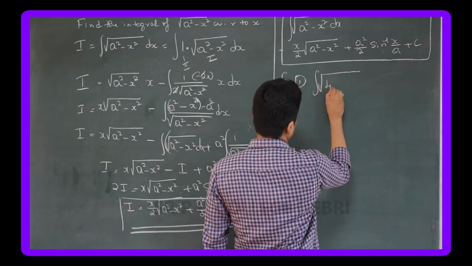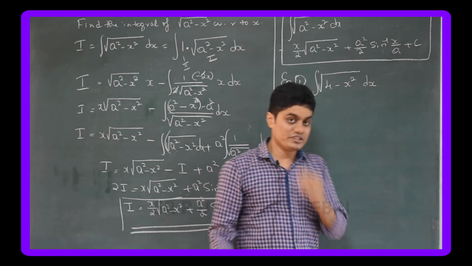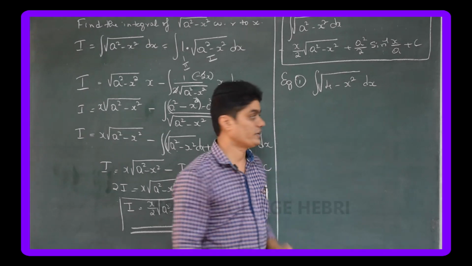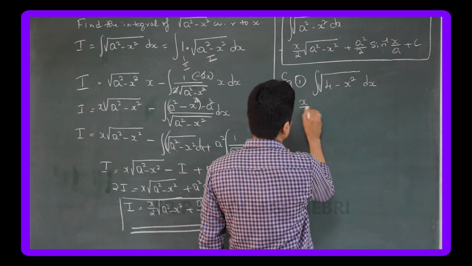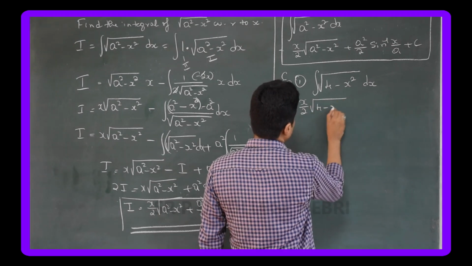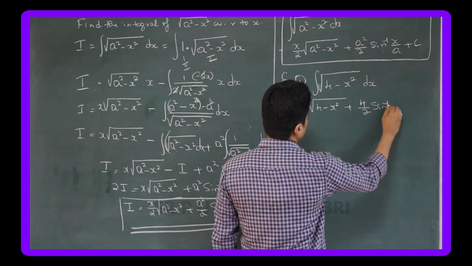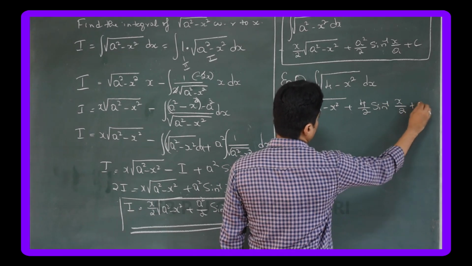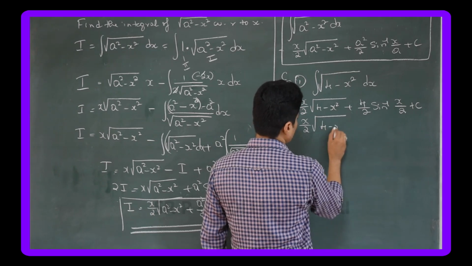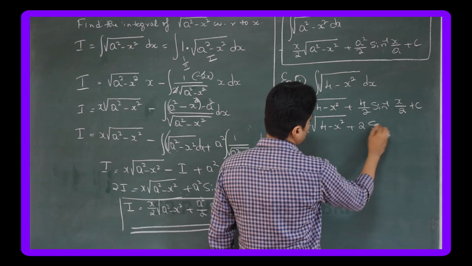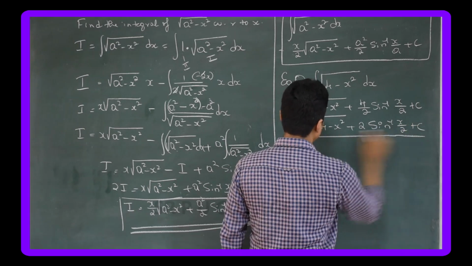Integration of root of 4 minus x square. I'll just show you how to use this formula. Without practice this is not easy to remember. So tell me what is the answer. a square is 4, so x by 2 into root of 4 minus x square plus 4 by 2 into sine inverse of x by 2 plus c, or x by 2 into root of 4 minus x square plus 2 into sine inverse of x by 2 plus c. This will be the answer.